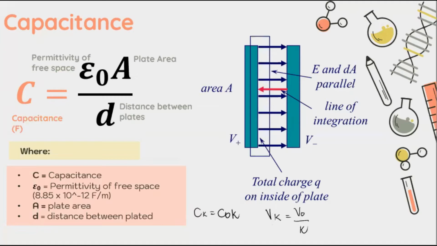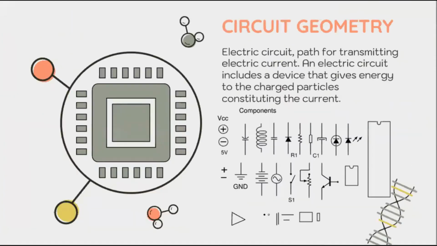Now that we have recalled, we can use these three formulas and other formulas in order for us to fully understand circuit geometry, capacitors in circuit, series and parallel. But first, let us define what circuit geometry is. An electric circuit or electrical network is described as the path for transmitting electric current. An electric circuit or electronic circuit includes devices that give energy to the charged particles constituting the current.